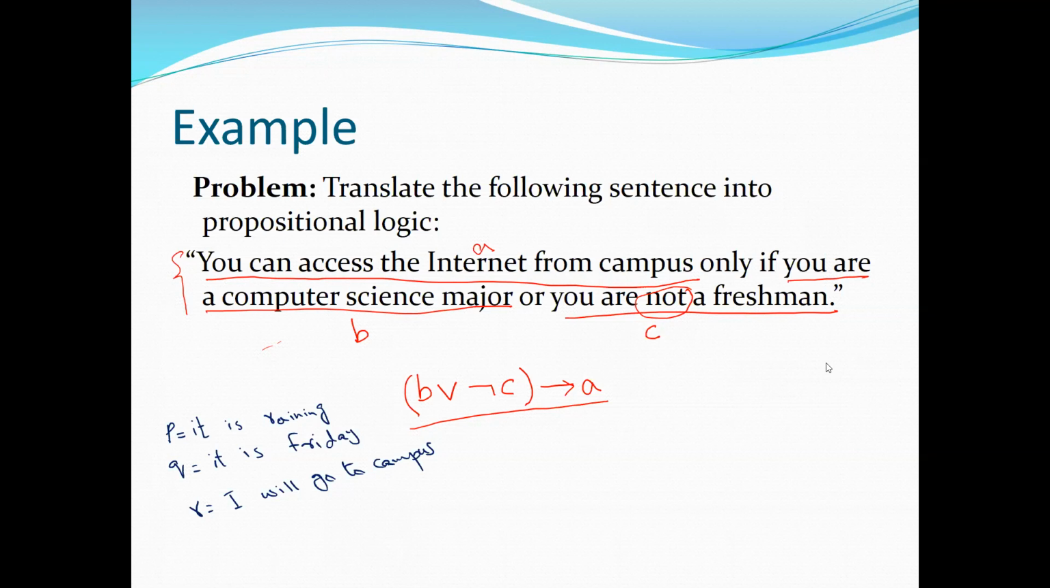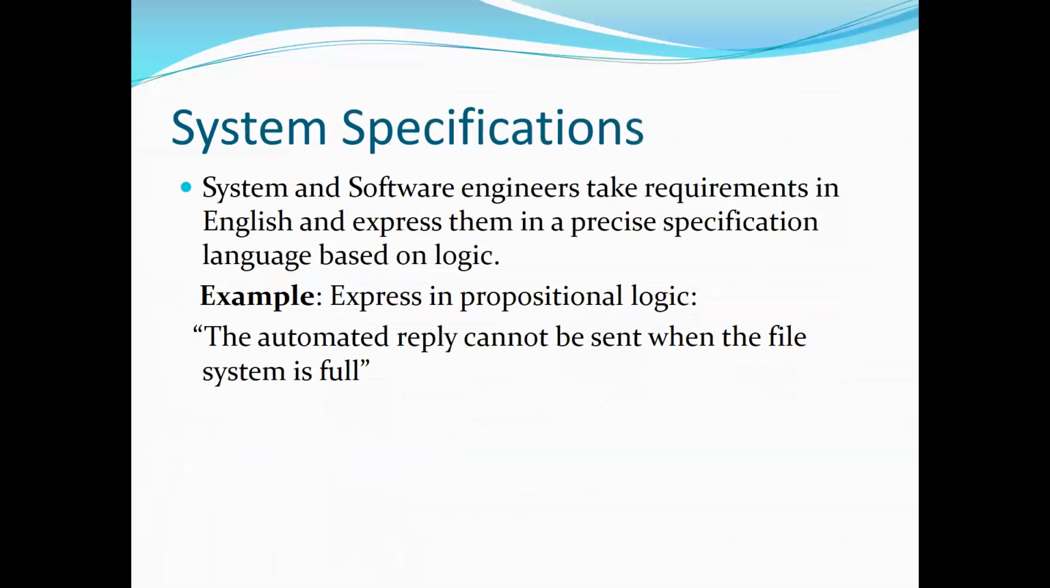It's negation of P and Q, and it implies R. Excellent, excellent. You guys did it right. So if it is not raining means not P, right? And it is Friday means Q. Only then I will go to the campus means R. Excellent, right? So I'm sure now you got the concept of how we are going to convert the English statements into the propositions. Clear? Let's move next.